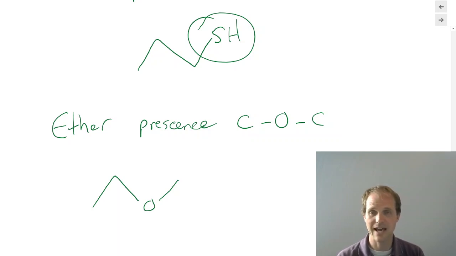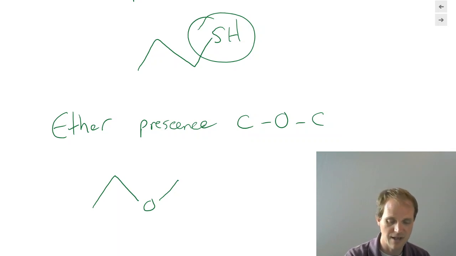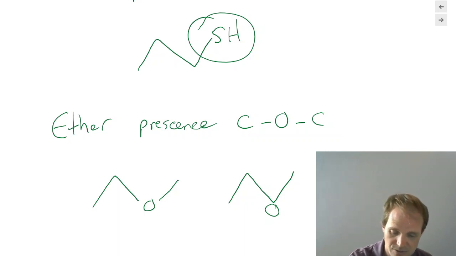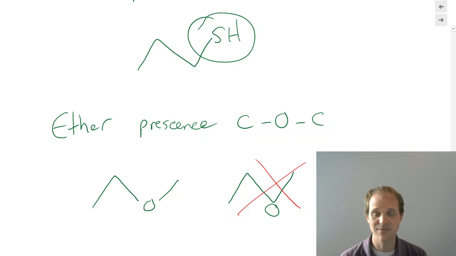Notice something about how I drew my skeletal structure. I did not draw a skeletal structure where the oxygen was kind of sticking off of my up, down, up, down, up, down, because then in that structure it's hard to tell. Did I mean to have the oxygen take the place of that carbon, or did I mean to have the oxygen attached to that carbon? So you definitely don't want to draw them like that because it's very difficult to tell.